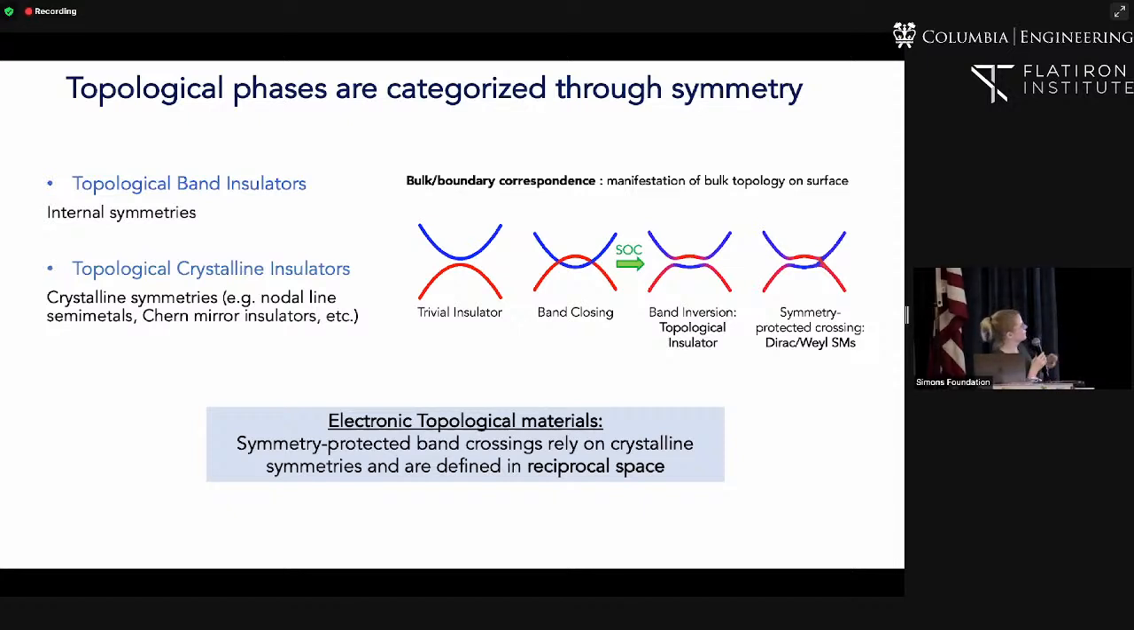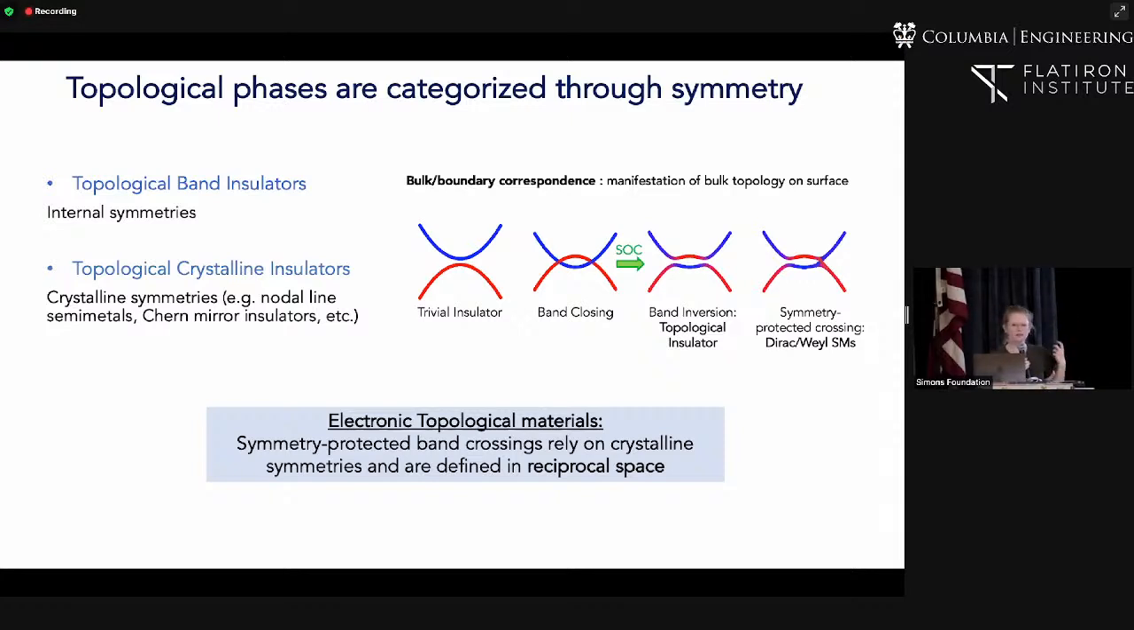So this trivial insulator is what we're used to. This is a boring semiconductor. We've got a finite gap between a valence and conduction band, and each band has the same sort of orbital character. Then we do something to our material. We squeeze it, or we do something to the Hamiltonian that causes a band closing. And then we sprinkle in some spin orbit coupling, and what happens is that you get this band inversion.